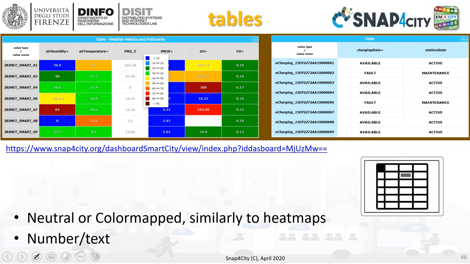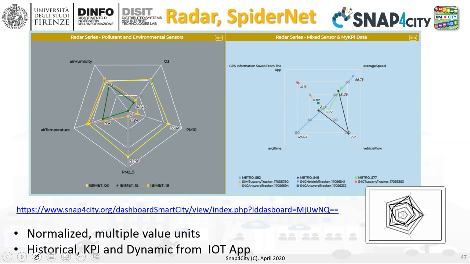You can also define a table, create a table with a color map. Tables can be all of the same color, or you can associate to a column a color map. The color map is a standard one, so you can define a color map with the thresholds at which you need to change the color. And this color map can be used in the heat map and also in these tables as well. You can create a spider net or radar, also called the Kiviat diagram.